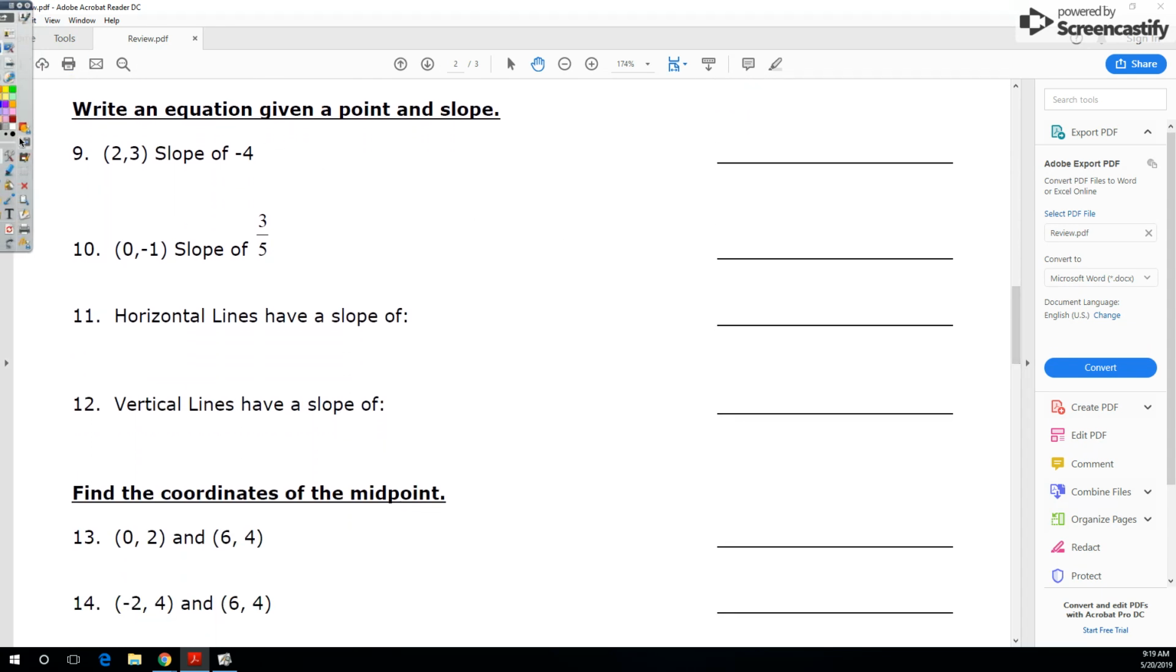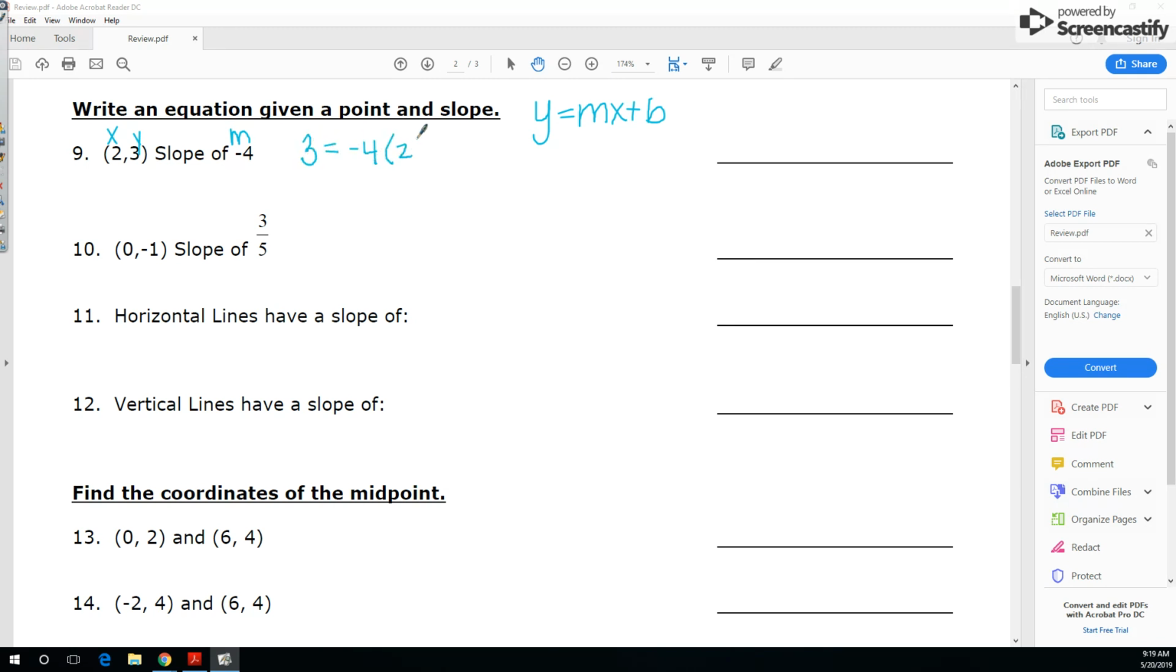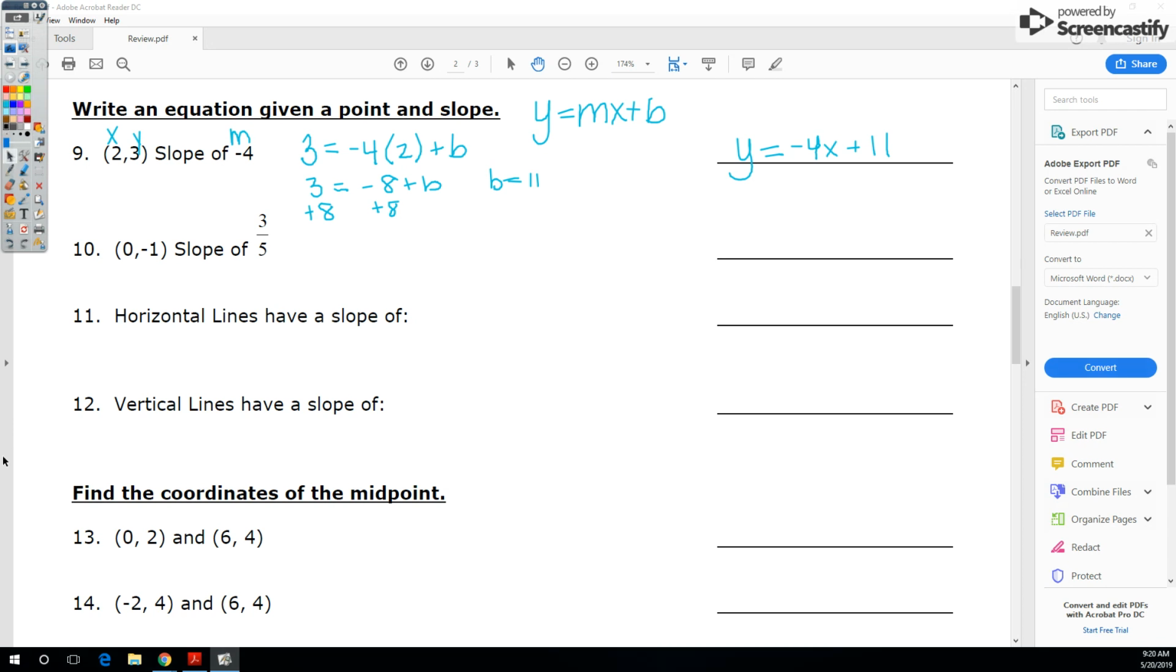Write an equation given a point and a slope. This is x, this is y, this is m. We're going to use slope-intercept form. y equals mx plus b. I'm going to add 8 to both sides using my inverse operations, and that gives me that b is equal to 11. So I write my final answer, y equals mx plus b. Now I can always check that using my calculator.